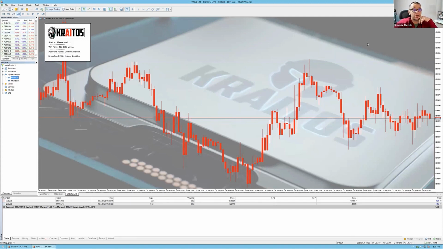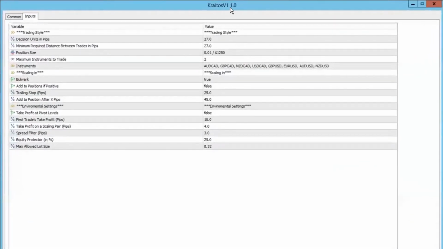But I would like to talk a little bit about the settings, so you know which settings are really important. First of all, you have the position size, how much you want to risk. We did 0.01 per thousand to be the most aggressive, because the mentality of the developers behind Kraitos is this: we are not here to hit home runs, we are here to trade for a long time. What we want is to make 5 to 7% a month, consistently.